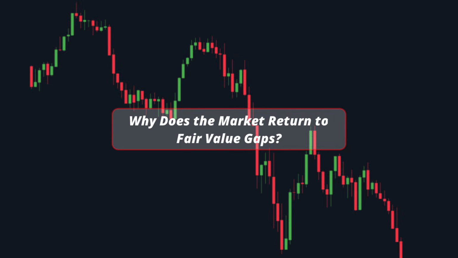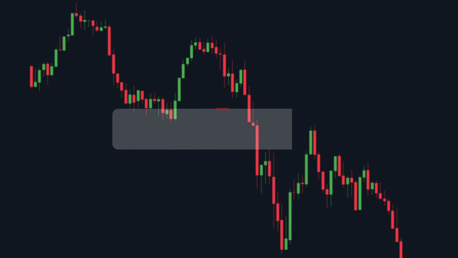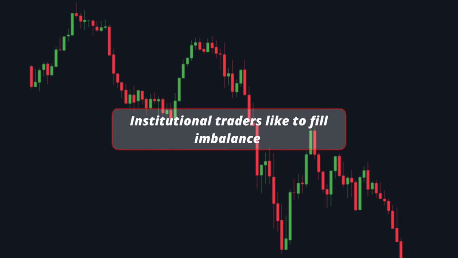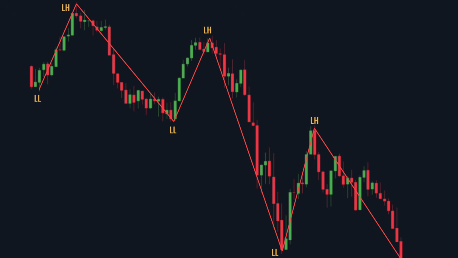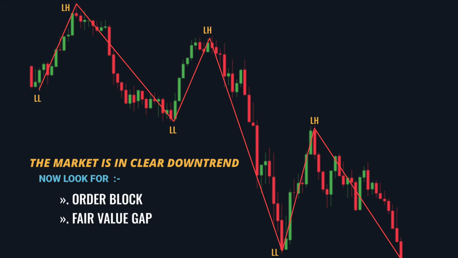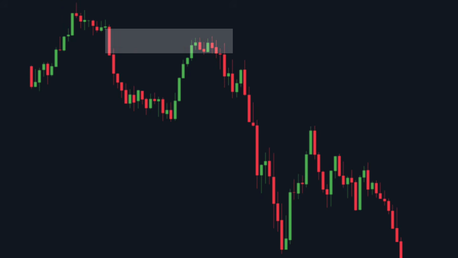Why does the market return to fair value gaps? Institutional traders like to fill imbalances. When price moves away too quickly, there are often unfilled orders or missing volume. The market will usually come back to fill this gap before resuming in the same direction. That's why you often see price shoot up, then return to the fair value gap, then continue upward. This gives you an ideal pullback entry. The FVG acts like a magnet, drawing price back before moving again.